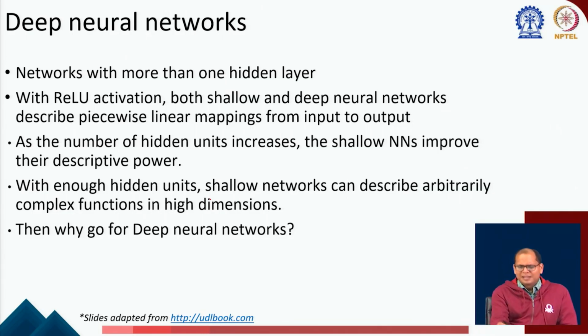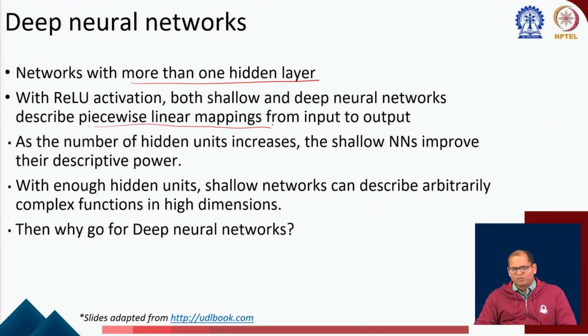Typically we would say a deep neural network is one where you have more than one hidden layer. In shallow networks we had only one hidden layer, but in a deep neural network we have more than one hidden layer. Just like a shallow neural network, we will still see a piecewise linear mapping from input to output in a deep neural network also. As we increase the number of hidden units, shallow neural networks improve their descriptive power, and with enough hidden units they can describe arbitrarily complex functions in high dimensions.